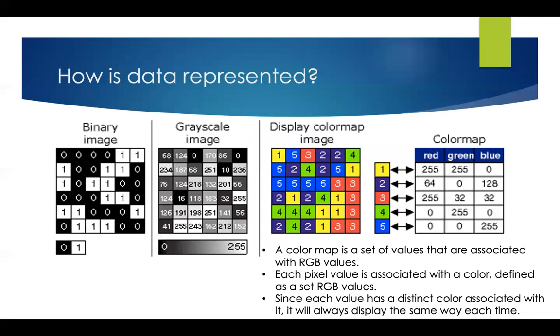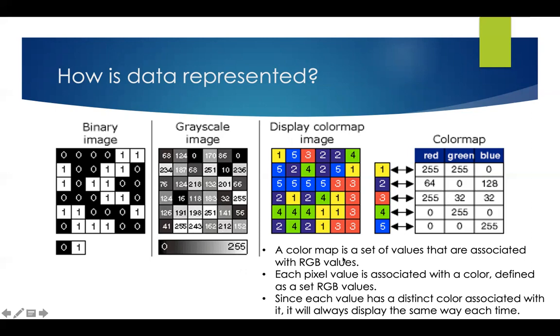Finally, how data is represented depends on the type of data that you have. You can represent binary data, ones and zeros, say 1 where there's water and 0 where there's not water, by showing ones and zeros as white and black. We can also have values that go from 0 to 255 and show that in grayscale because we have 256 levels of grayscale here.